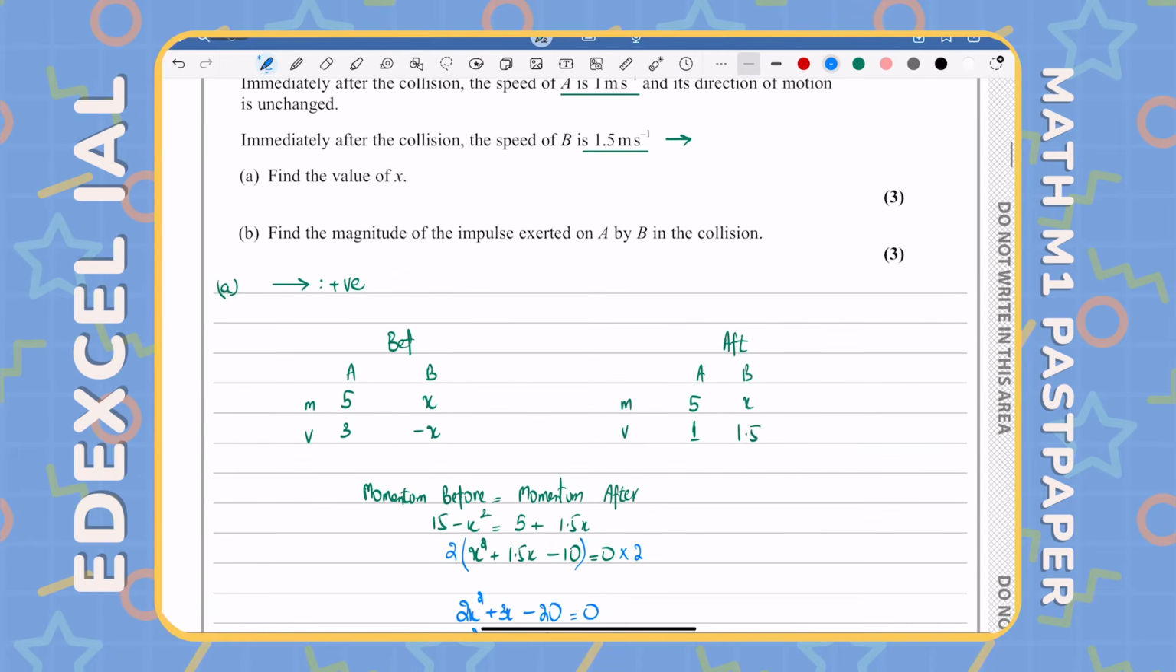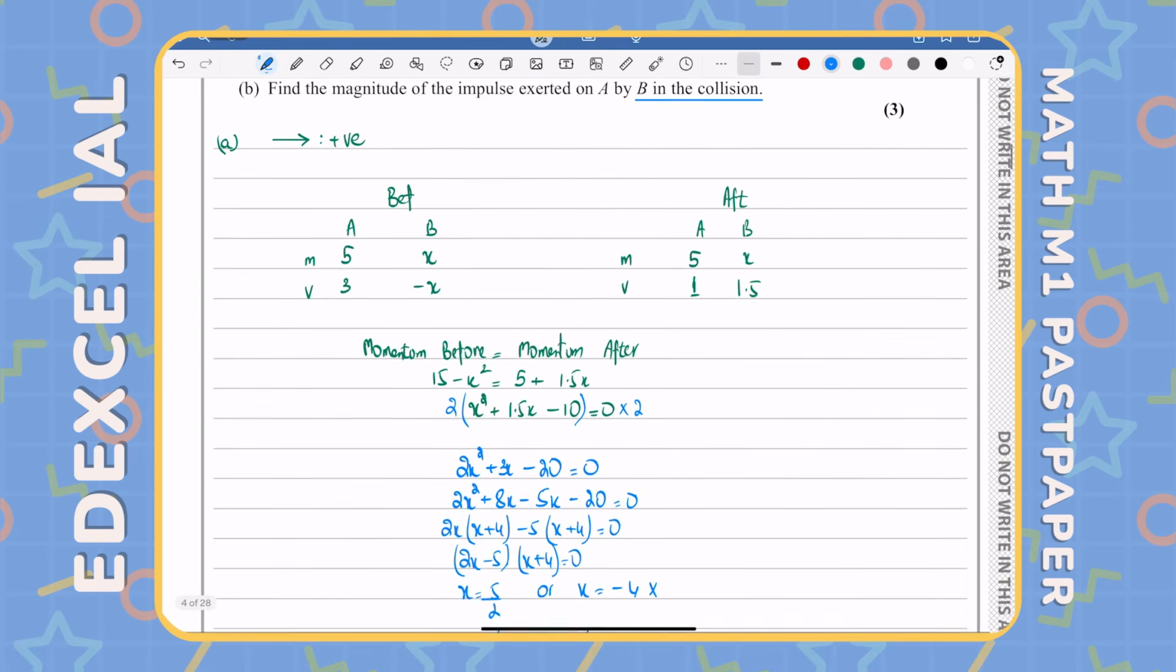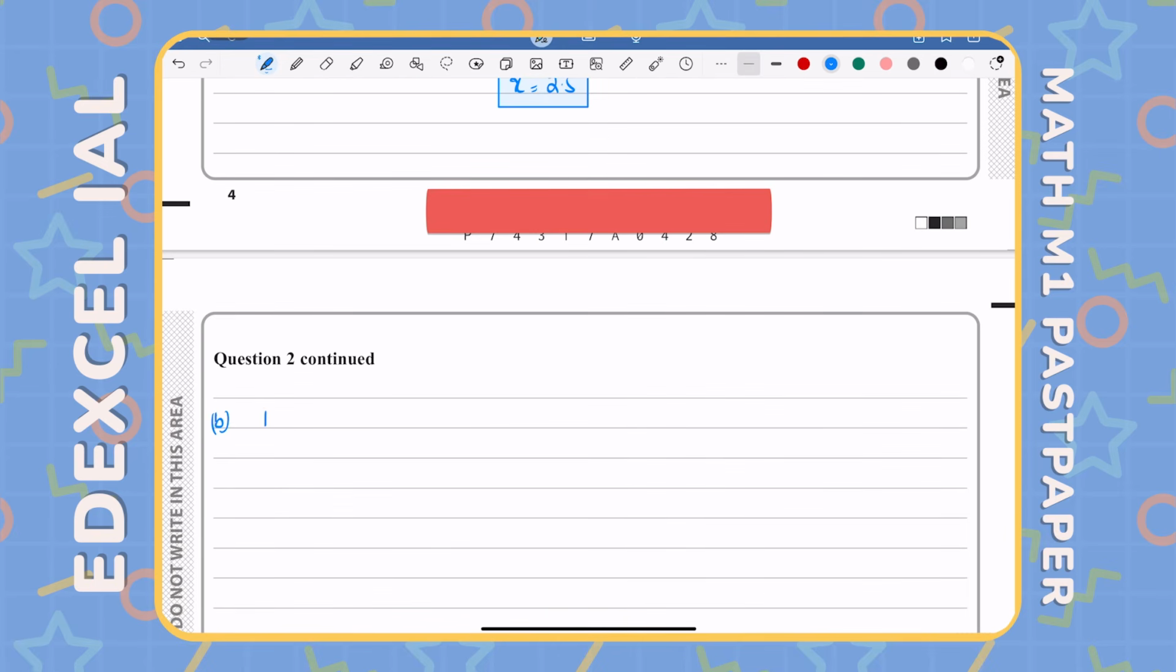Part B says, find the magnitude of impulse exerted on A by B in the collision. So we're talking about A. We're going to find out what are the changes that have taken place in the velocity of A. Remember, what's impulse equal to? Impulse is basically the change in momentum. Now, change in momentum will occur if there is a change in velocity. So, mass into final velocity minus initial velocity.